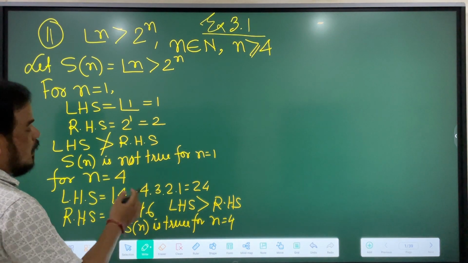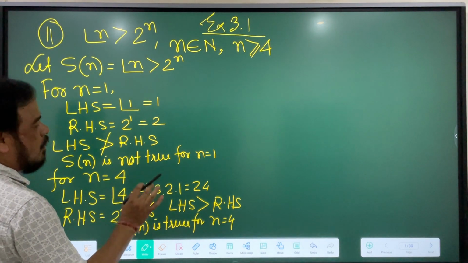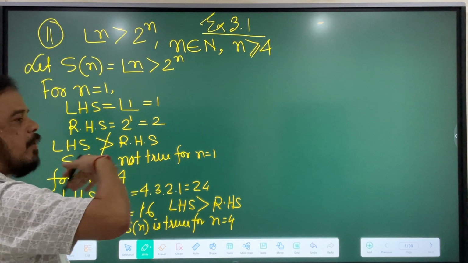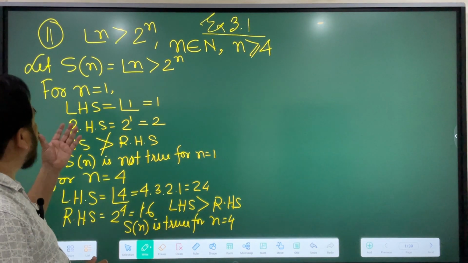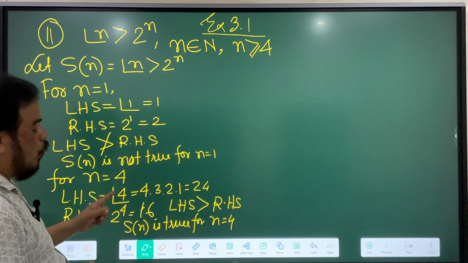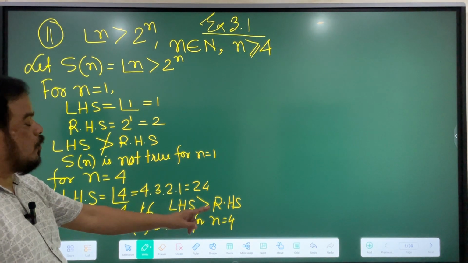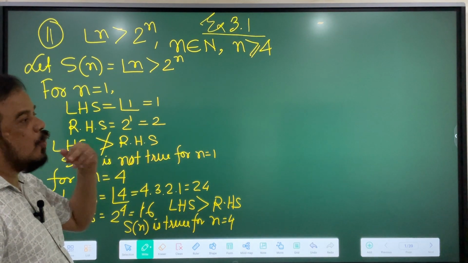6 will be true, 5 will be true, 7 will be true. So from 4 onwards, 4, 5, 6, 7, any numbers if you do, Sn will be true. Sn is true for n equals 4. Now, where will we go? We will go to Sk.